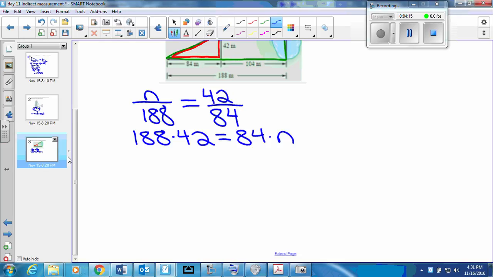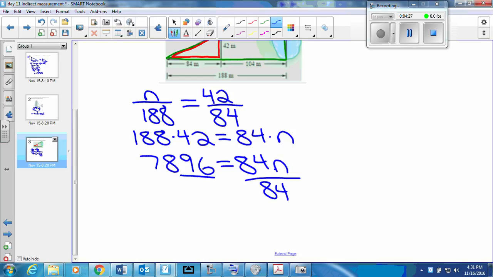Use my calculator to multiply them out. So I get 7,896 equals 84n. And now do my inverse, divide by 84. And I get n equals 94, and we label it meters.